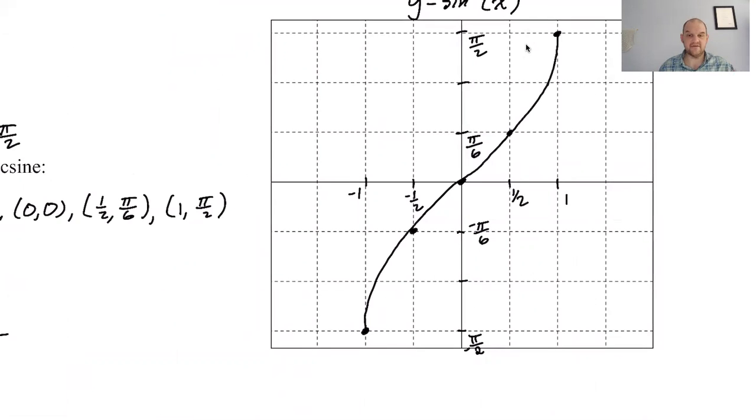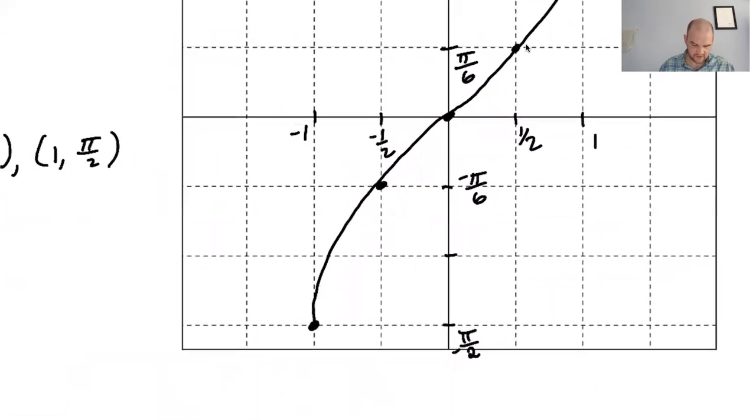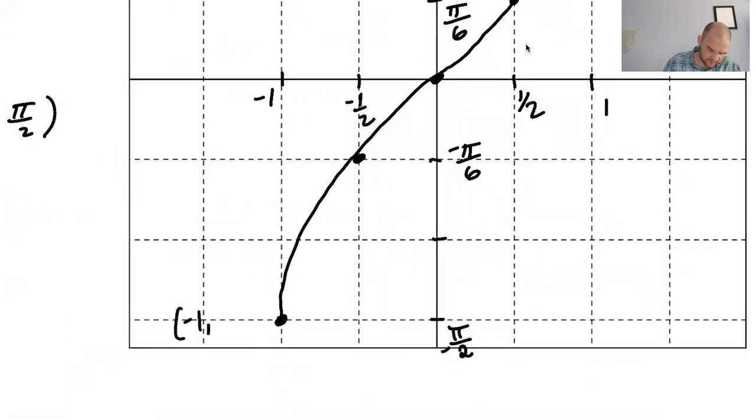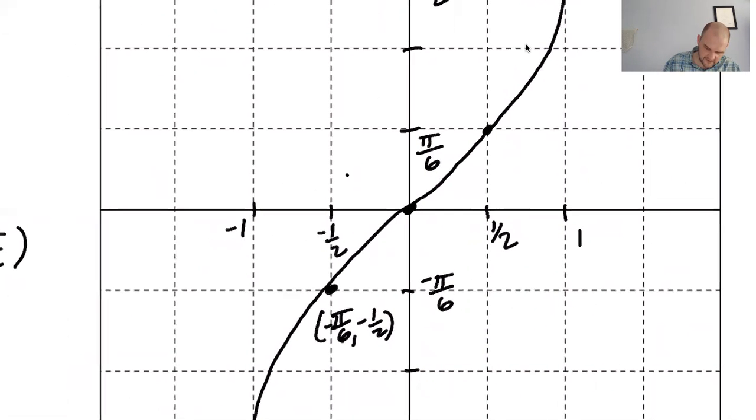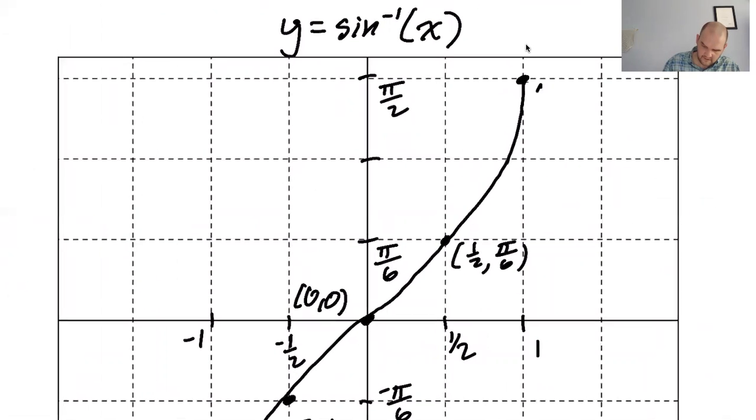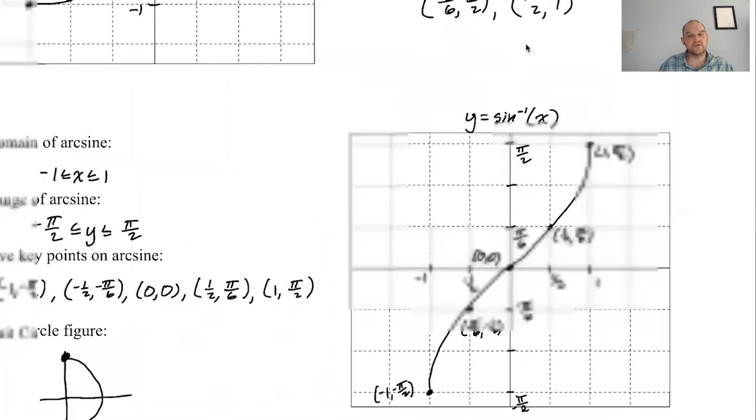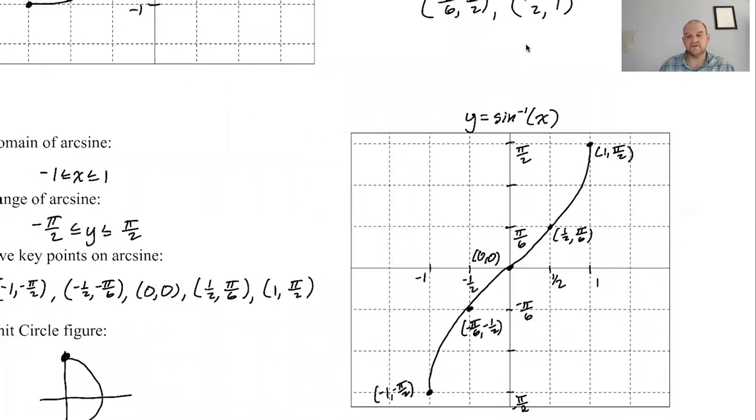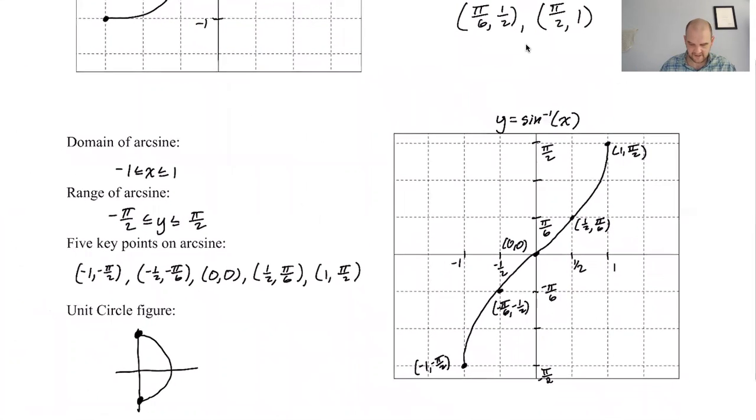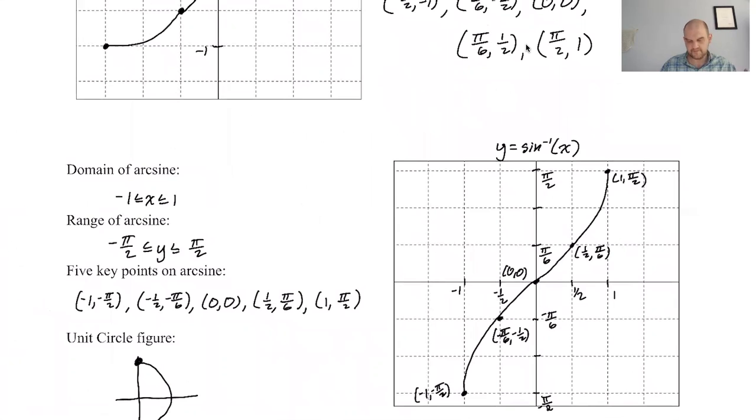So you're going to memorize that. 5 key points. You don't have to necessarily label them on here, but it's a good idea. Negative 1, negative pi over 2. You get negative 1/2, negative pi over 6. You got 0, 0. You got 1/2, pi over 6. And then you got 1 comma pi over 2. If you know those 5 key points, you know basically the only ones that you can ever do without a calculator or some other way of working it out. So make sure you memorize those. Make sure you memorize the graph.